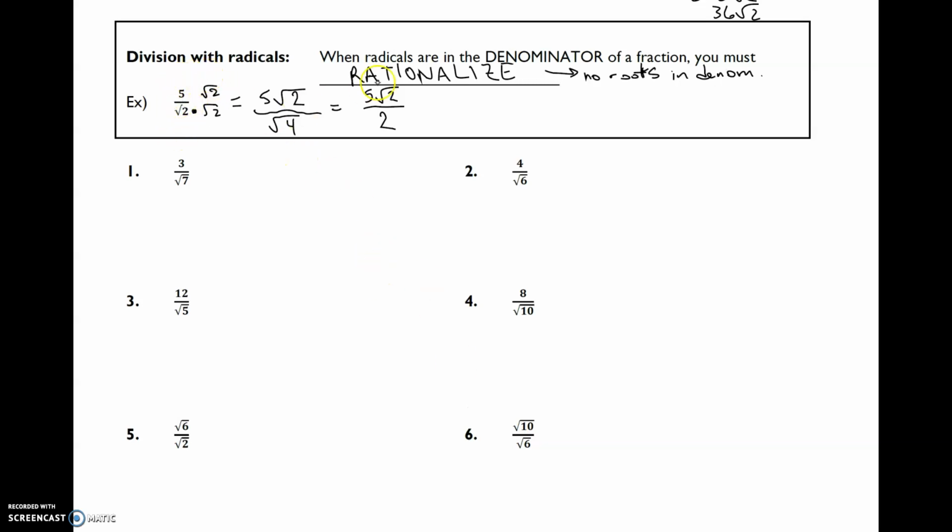5 over square root of 2 we can rewrite as 5 square root of 2 over 2. And I know it doesn't look simpler, but we consider this in math to be simplified because there's no square root in the bottom.